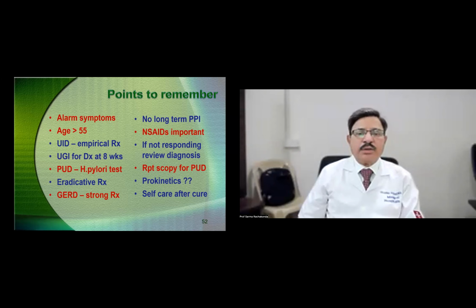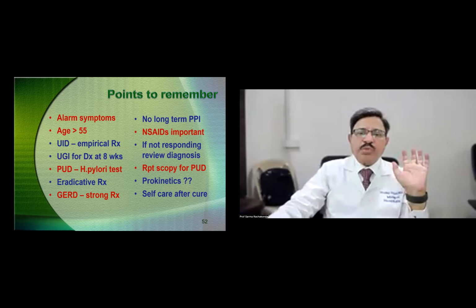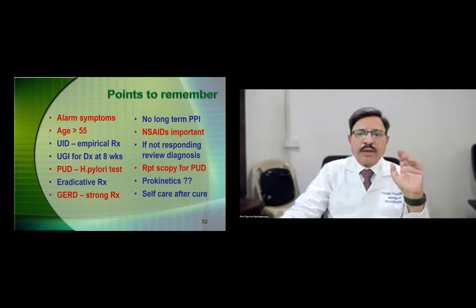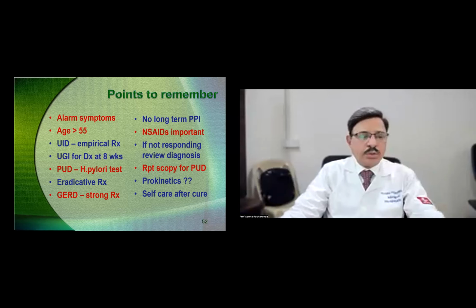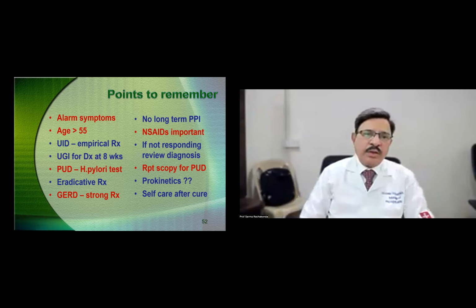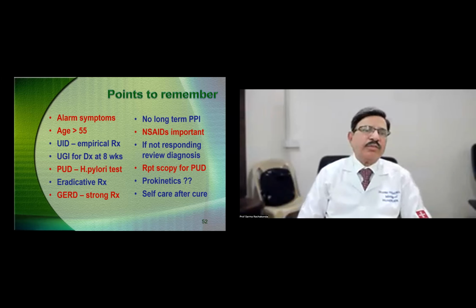Prokinetics, I told you, have a role in only 4 or 5 conditions: gastroesophageal reflux, hiatus hernia, diabetic gastropathy, motility-reduced stomach, and functional dyspepsia. Other than that, you don't have to use prokinetics left and right. Self-care after cure: once you have treated, empower the patient to use the drugs on their own. This slide is a beautiful slide which summarizes the treatment of various types of dyspepsia.